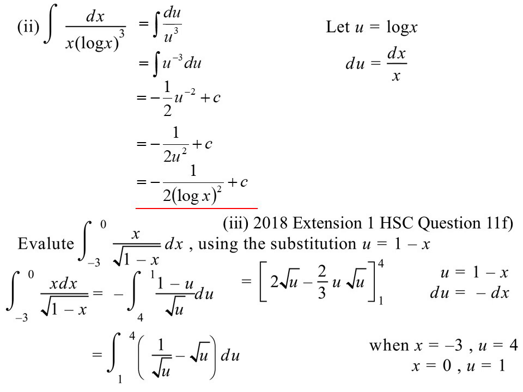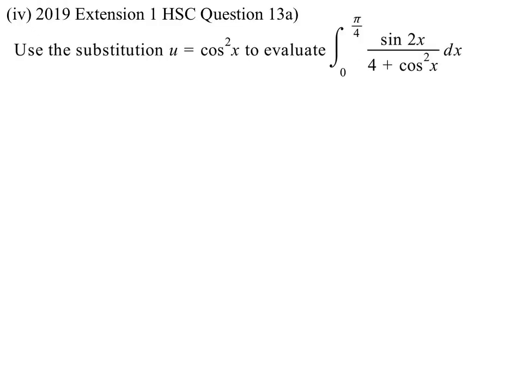If that's what's causing the problem, trying to do too much in your head without working out, well then put the working out. Substitute in 4, substitute in 1, negative 8 on 3. Okay. U equals cos squared x for this one.